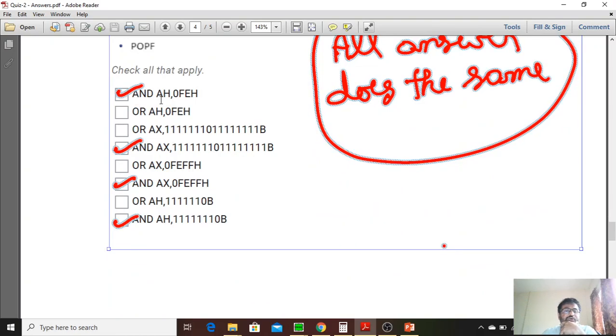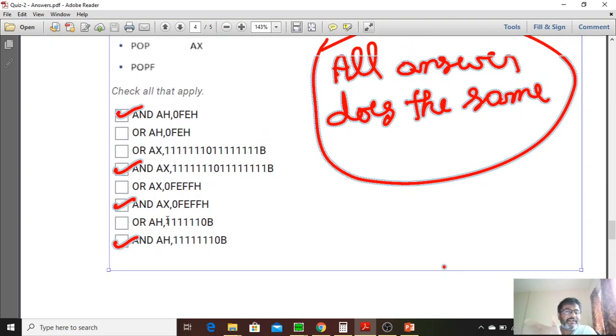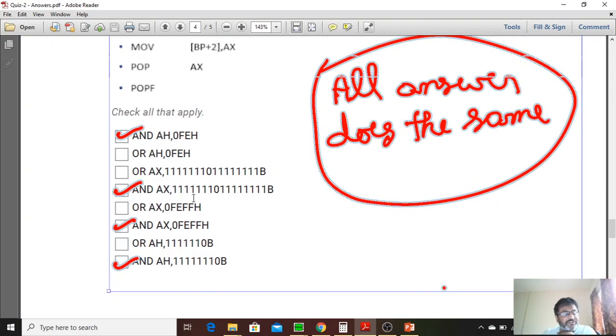Now see this code, see the first option, AND of AH comma 0FEH. What is this actually? This is also, if you see, it is 1111. All four statements are the same. See here, AND AX 0FEFFH. This is also AND AX. If you write it in hexadecimal, this will be 0FEFFH. Similarly, I can write this AND AH 0FEH as AND AH 111110 in binary. That means these four are the correct answers for this question.